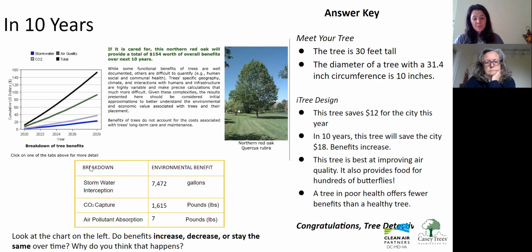That, of course, assumes that the tree is in good health and is getting what it needs. So not only do we need to plant trees in DC, but we need to care for the trees that are already here so that they can continue to help us and our ecosystem. And you can see I made a little chart as if I had recorded the data from iTree Design. So over 10 years, this tree would intercept 7,472 gallons of stormwater. It would capture 1,615 pounds of carbon dioxide and absorb 7 pounds of air pollutants. And we remember these air pollutants are tiny and we can't see them, so pounds of them is a really big deal.